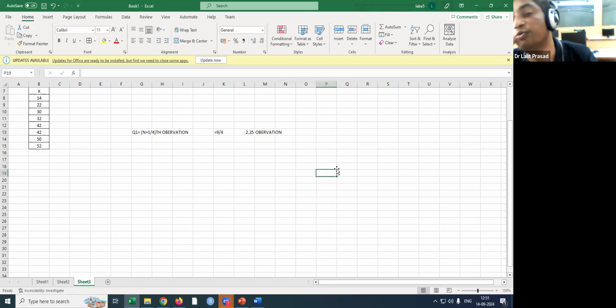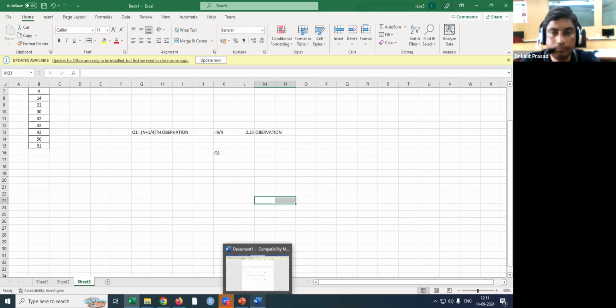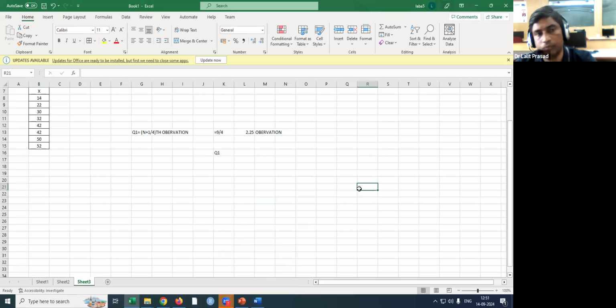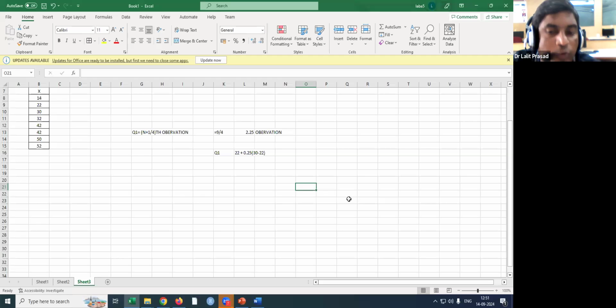This is not the value of Q1. This is the observation. So if you want to find the value of Q1, what do you have to write down? Q1 is equal to the second observation, which is 22, plus 0.25 times the difference. This 0.25 is applied between 30 minus 22, because 2.25 is between the 2nd and the 3rd observation.